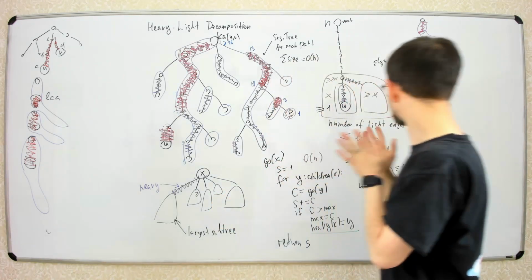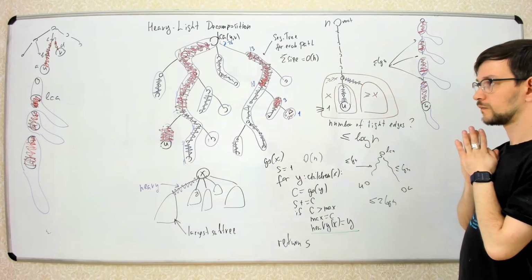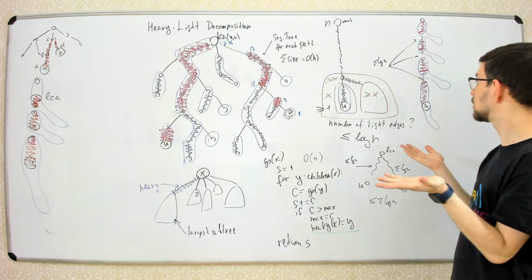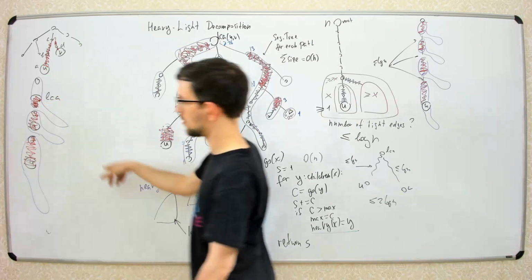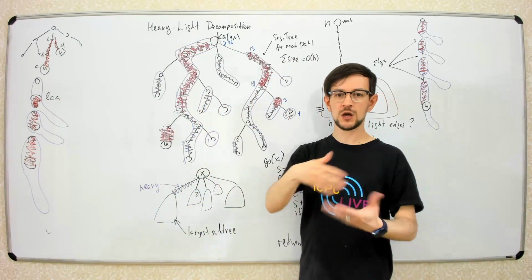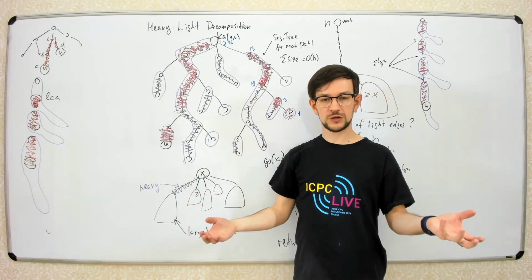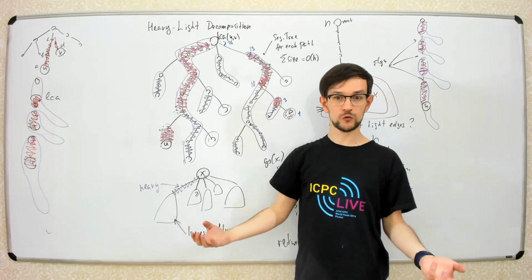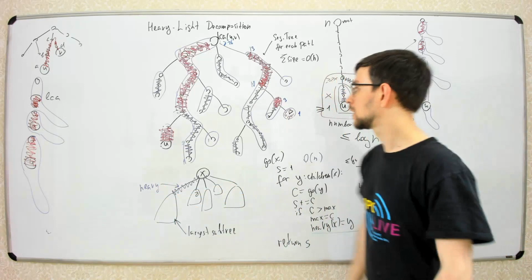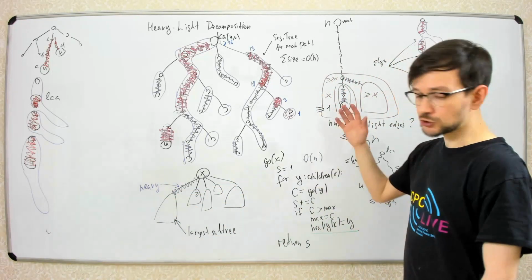Cool. That's all. So you calculate this sum from U to LCA, calculate the same sum from V to LCA. Now you just add one sum to another and take the whole sum on this path from U to V. That's all. What will be the total time complexity?